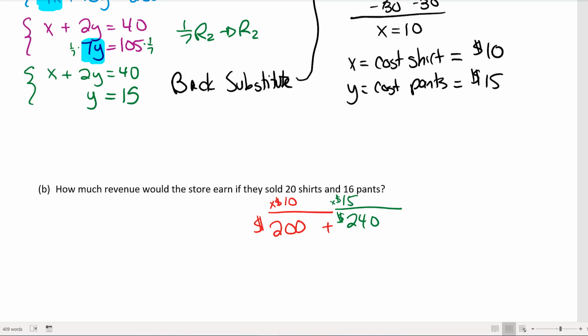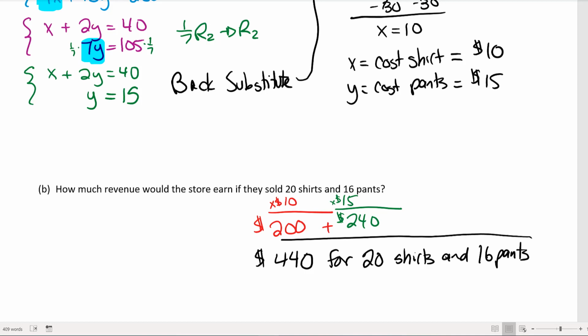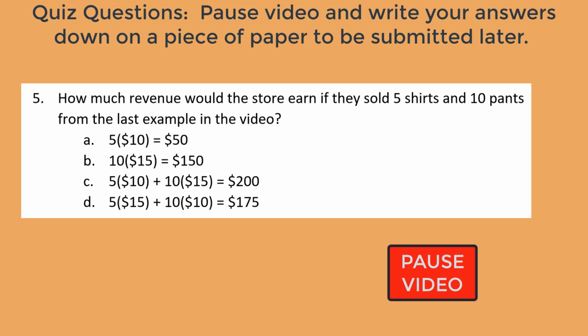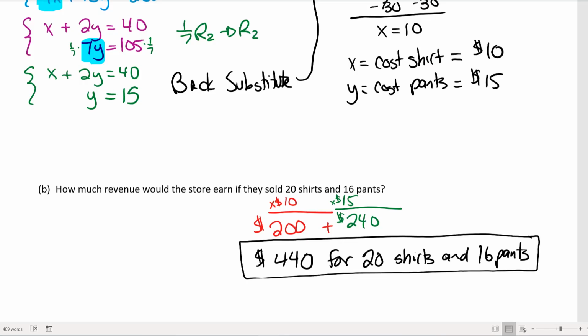So the cost of 20 shirts and 16 pants, if I add the 200 and the 240, that gets me $440 for 20 shirts and 16 pants. So that's how we can use systems of equations to solve a word problem using the echelon method, and then we can extrapolate information. Well, what if we sold 20 shirts and 16 pants? We can solve for that. And this concludes our lesson on solving linear systems of equations using the echelon method.